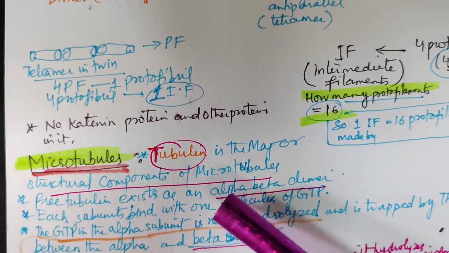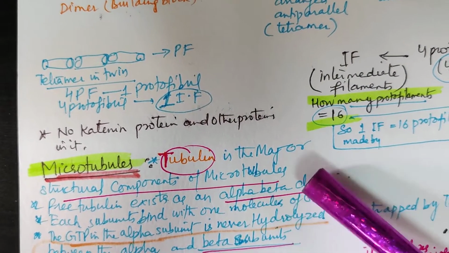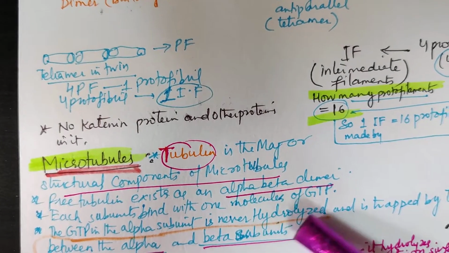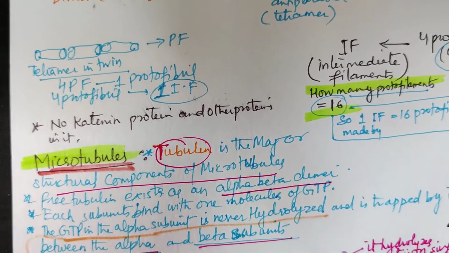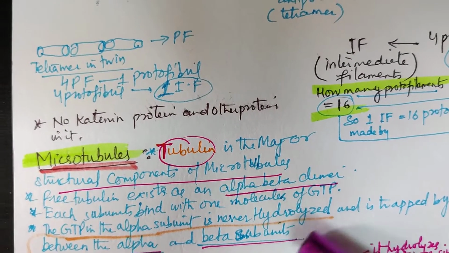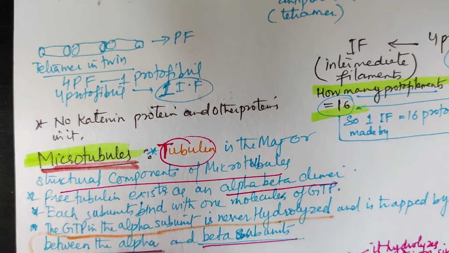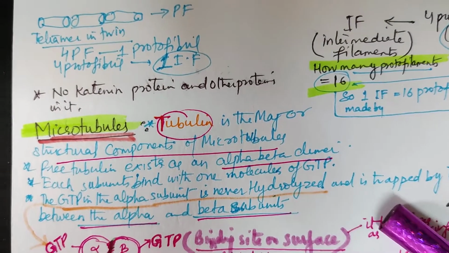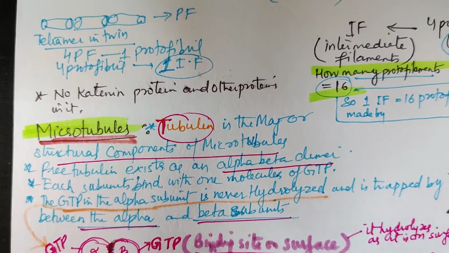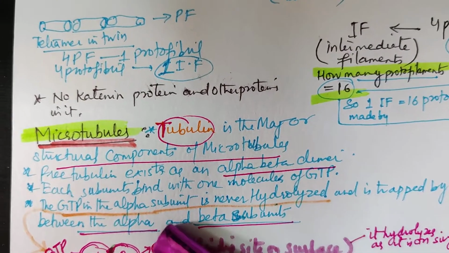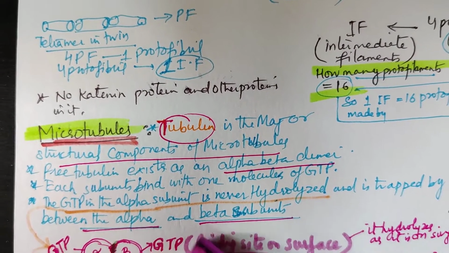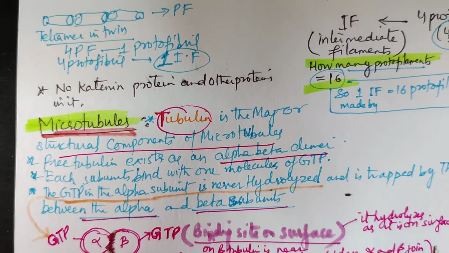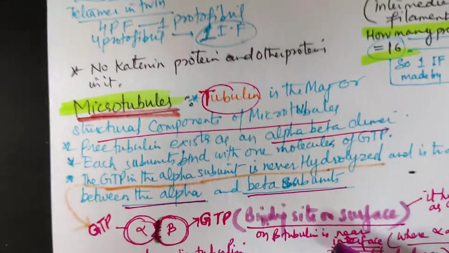Microtubules have tubulin, which is the major structural component of the microtubules. Free tubulin exists as an alpha beta dimer. Each subunit binds one molecule of GTP. The GTP in the alpha subunit is never hydrolyzed and is trapped by the interface between the alpha and beta subunits. This is a very important point.